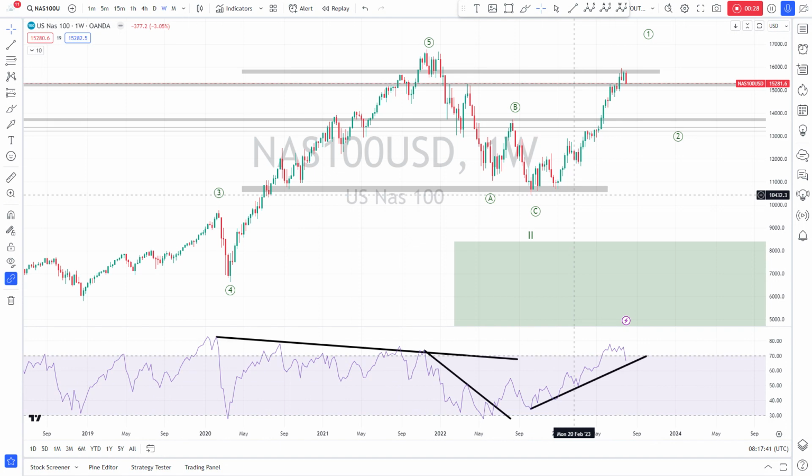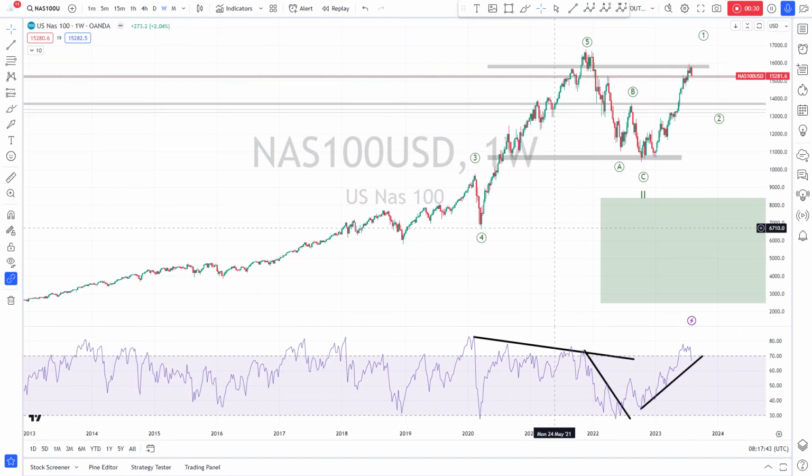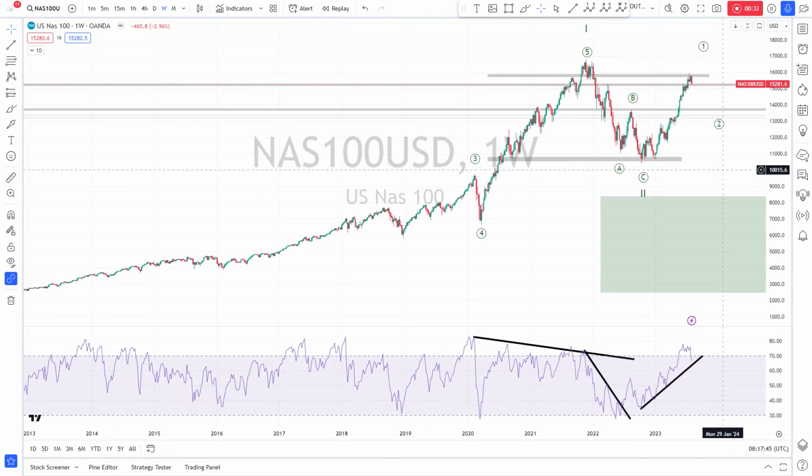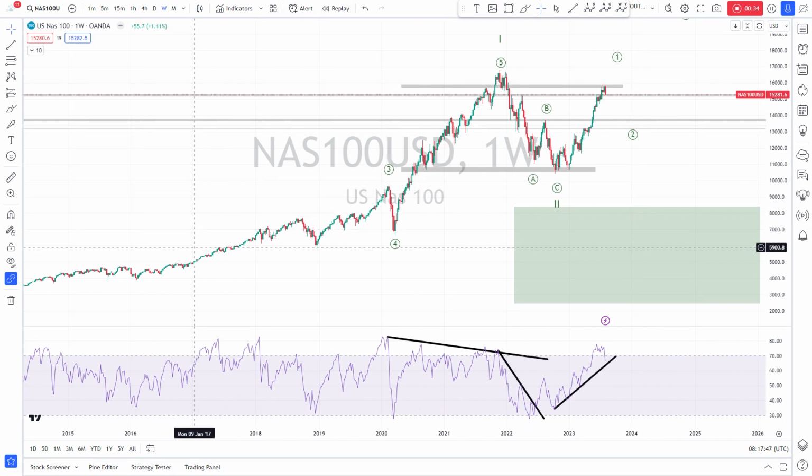So here we are looking at the weekly chart of the Nasdaq, and my take on the Nasdaq is that we did a very good rally here, and we finished a wave one to the upside. We end our fifth wave with divergence compared to the third one. So this cycle here is over, and then we needed a correction.